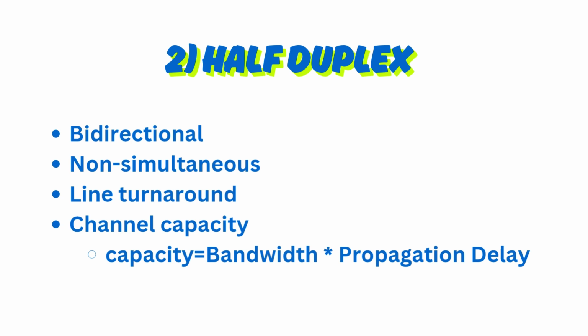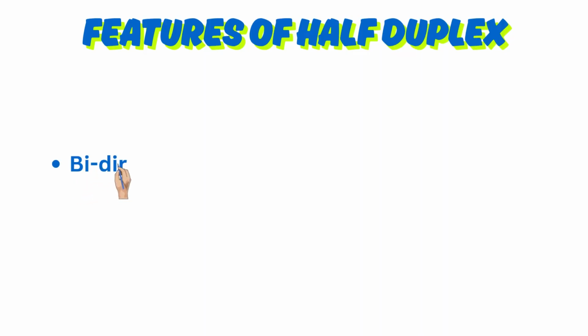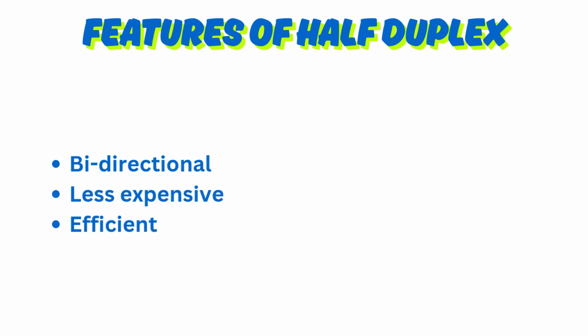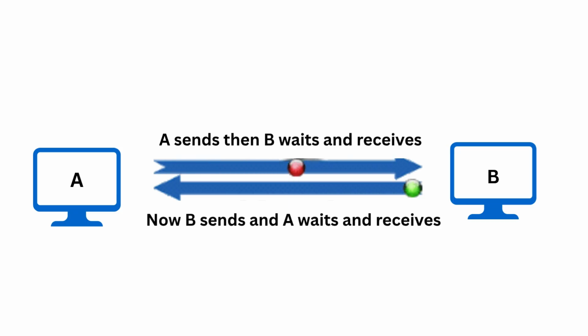Look at some of the salient features of half duplex mode of communication. Then you will find out that it is bidirectional communication and it is less expensive in comparison to the full duplex mode of communication. And the last feature of this communication is that it is efficient. The concept of communication in half duplex mode can be well understood by this diagram.